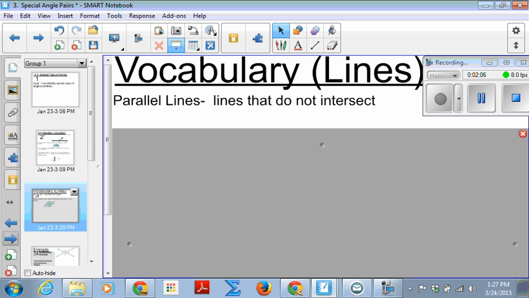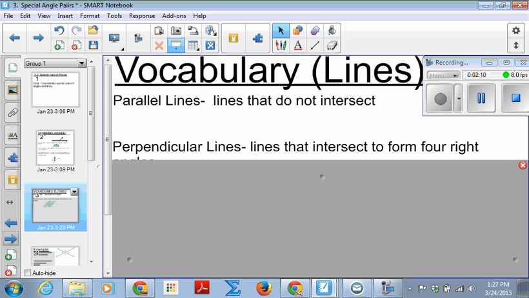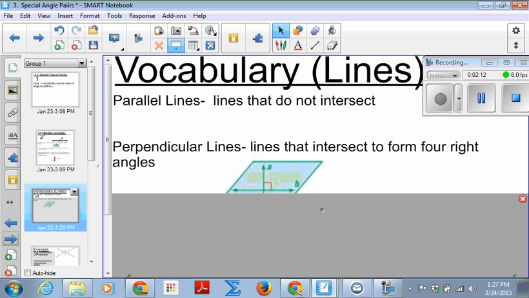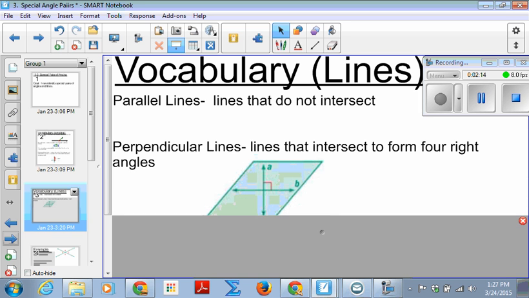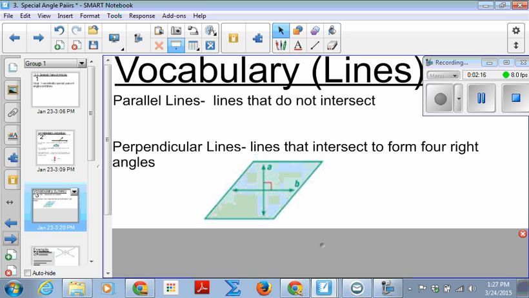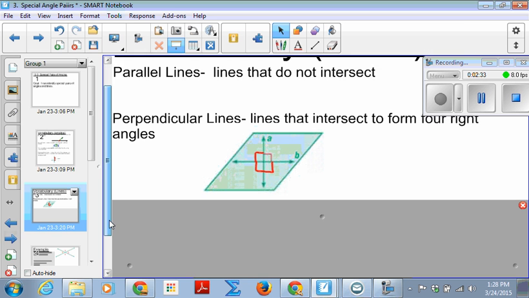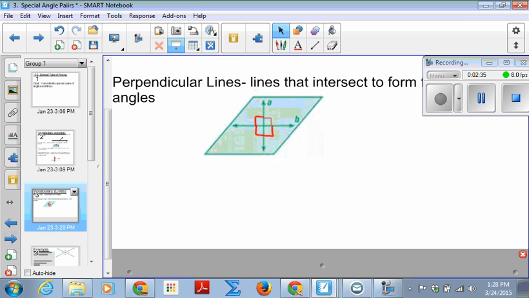Okay, we have parallel lines. These are lines that do not intersect. Perpendicular lines are lines that intersect to form 4 right angles. So you've seen the drawing there. Lines A and B are perpendicular because when they intersect, there's a right angle there, right angle here, right angle here, right angle there. And that's that.